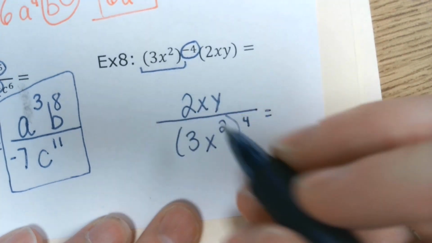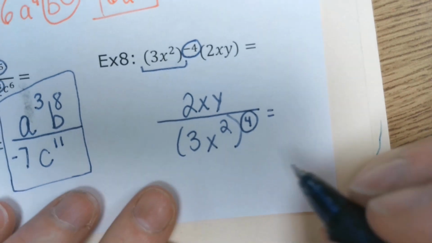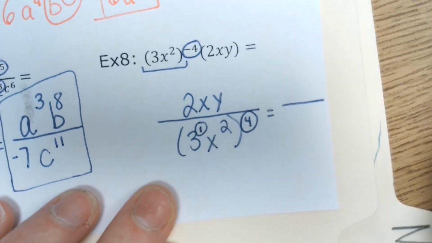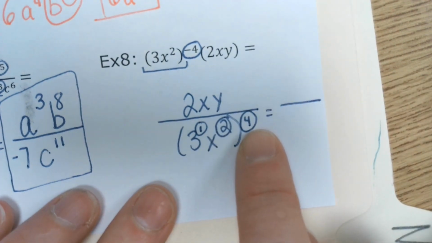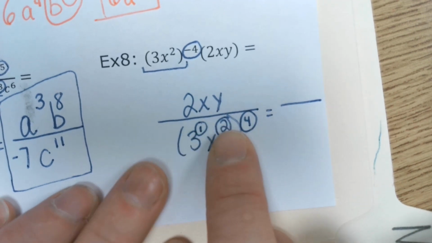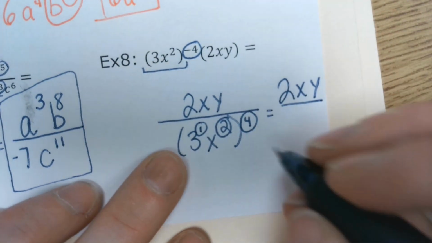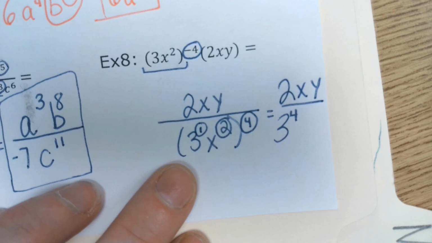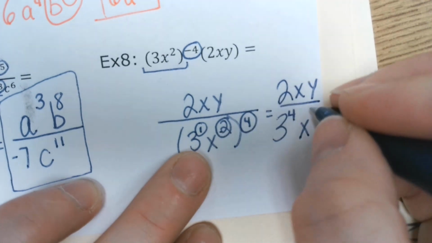So the top, there's nothing to simplify, but look at the bottom. See how we have that 4 out there? The 3 has a 1 exponent. And then the x has a 2 exponent. When you have the exponent outside the parentheses, you're multiplying. It's kind of like distributing that exponent to each exponent inside. So 2xy is going to stay on top. But the bottom is going to be 3 to the 4th power. And x to the 2 times 4 is 8.